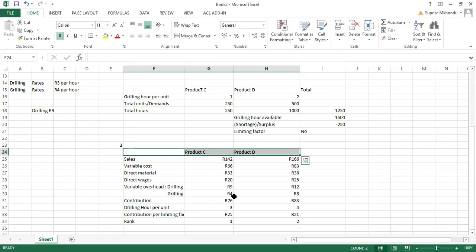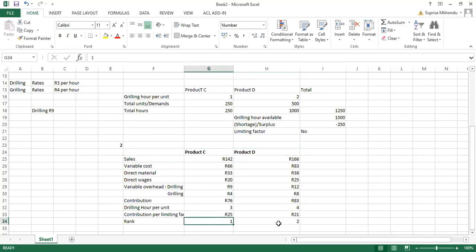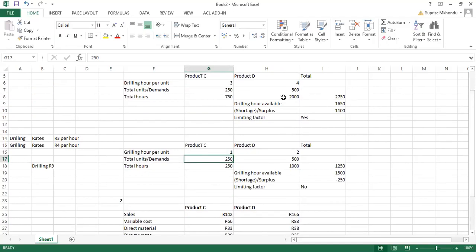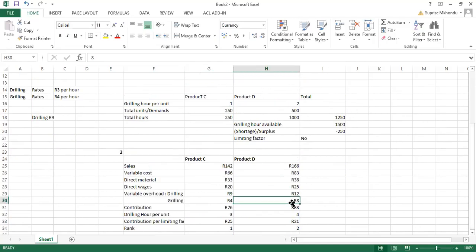So now we know we must produce this first before you can come here. That's the whole purpose of doing this. We are looking to see which product is important. So we must produce all of the 250 product C before you can even produce product D. That is what we're doing. We're ranking. Here we have a limiting factor. So now we're trying to see which product do we start with first. We start with this, then this becomes the last one.